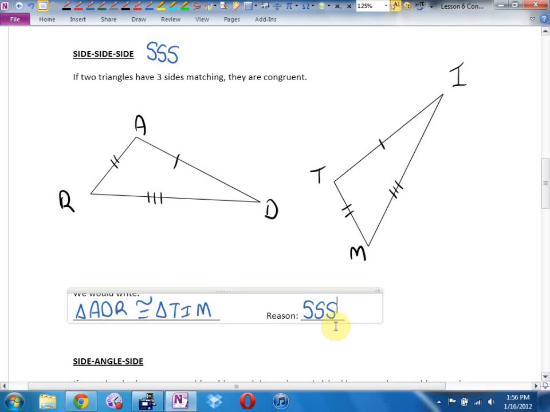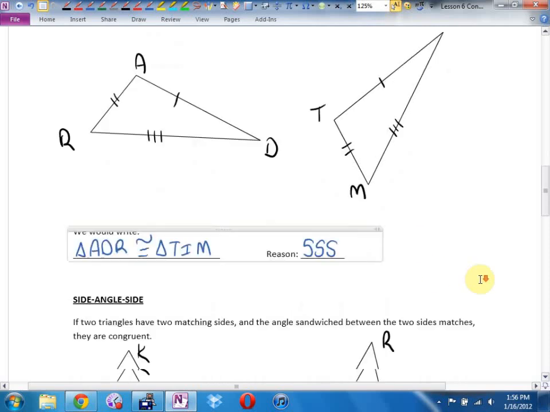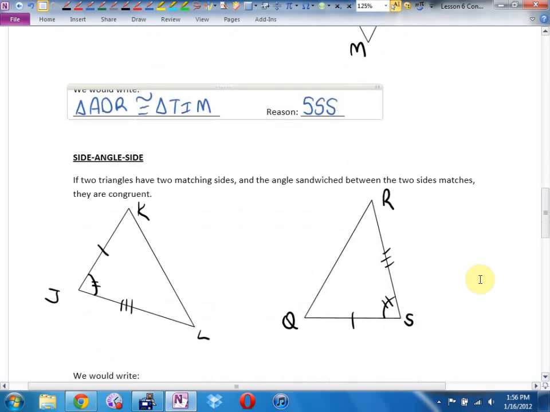Okay. A second rule. Turns out, Natasha, if you give me two sides that are the same, and the angle sandwiched between them, that's enough. Stop. I don't need any more information. I know the other side and the other two angles match. I know they're congruent. What would be a good abbreviation for side, angle, side?